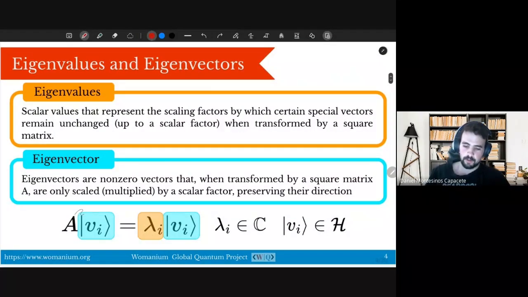Basically, you have a linear operator acting on a certain vector of your Hilbert space. That vector is going to be an eigenvector of this linear operator if, when the linear operator is acting on the vector, it gives you the same vector but multiplied by a certain number. So this would be the eigenvector, and this will be the eigenvalue, right? So that's the idea of eigenvectors.